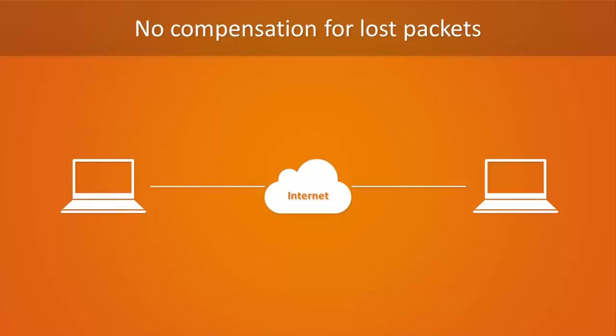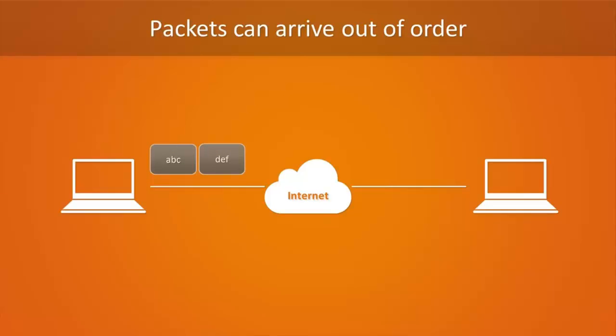UDP does not attempt to compensate for lost packets. Every packet gets sent out once. If it gets dropped on its way to the receiver, tough luck, it's gone. UDP does not guarantee in-order packet delivery. Packets won't necessarily arrive in the application in the order that they were sent.